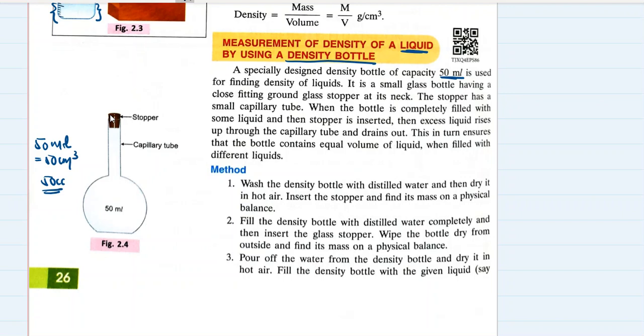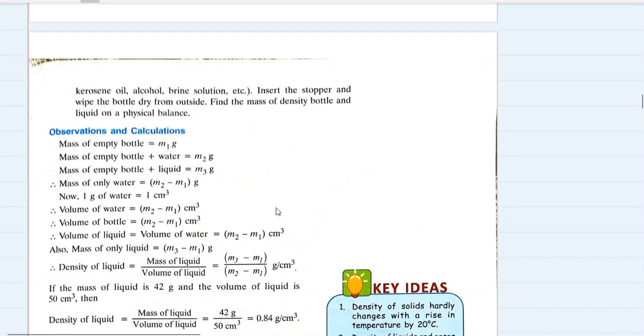Now, how do we use it? The first step: we have to wash the density bottle with distilled water and dry it in hot air. We have to make sure there is no drop of any liquid or water left inside the density bottle. Then we insert the stopper and find the mass of the density bottle on a physical balance, and let the mass of the empty bottle be m1 grams. That's the first thing we have noted, the mass of the empty bottle.